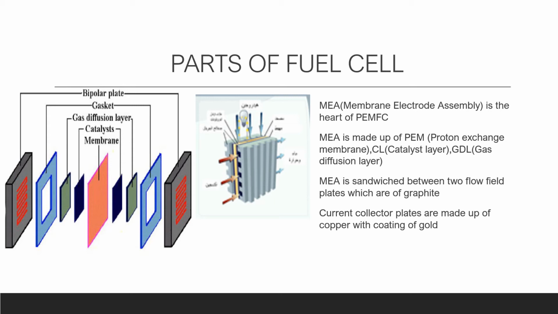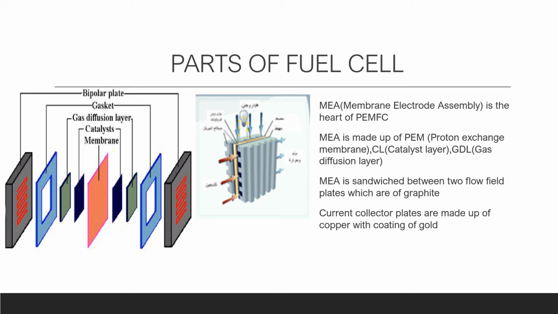Then the next one is the gas diffusion layers. Gas diffusion layers are always made up of carbon, woven carbon papers or carbon fibers. That will give the total support, as well as the binding of the catalyst to the membrane will be very proper by using these gas diffusion layers. Now this total gas diffusion layer, catalyst and the membrane together will form the MEA, and the MEA is generally called the heart of the PEM fuel cell.